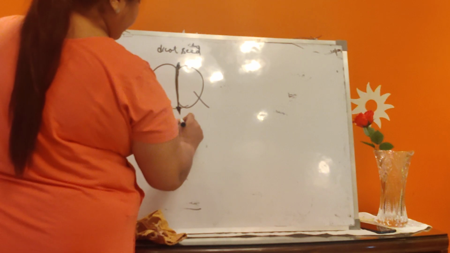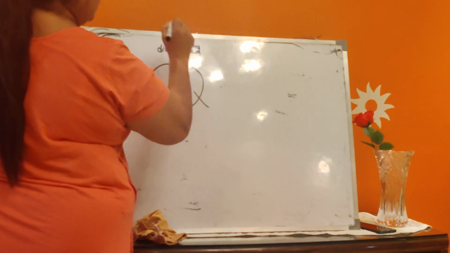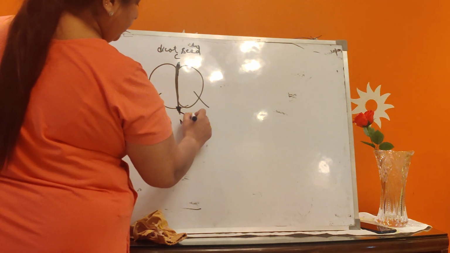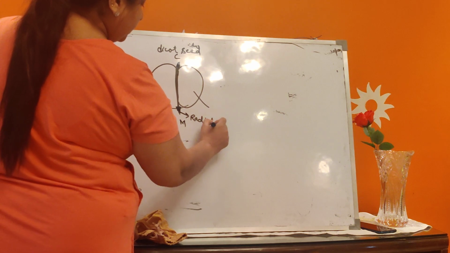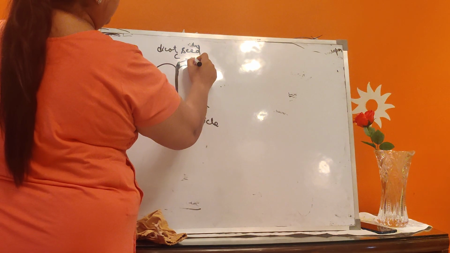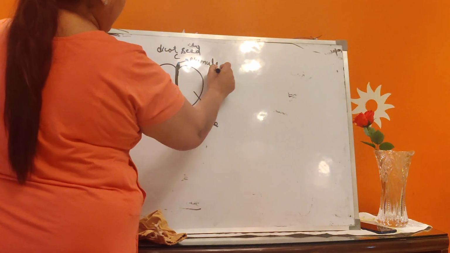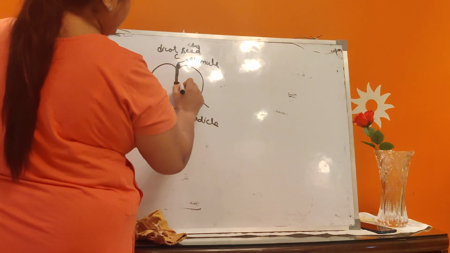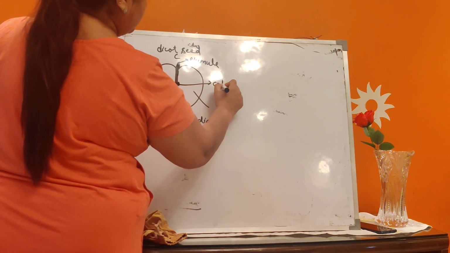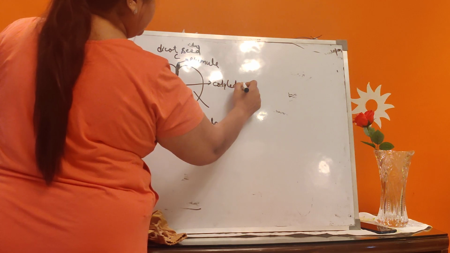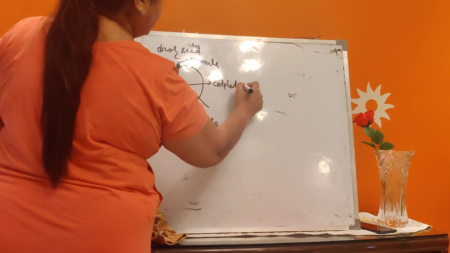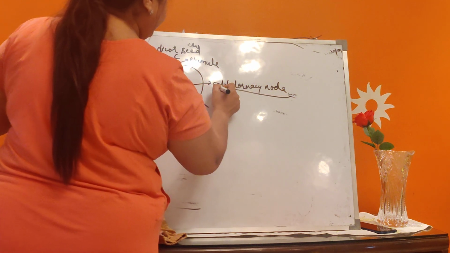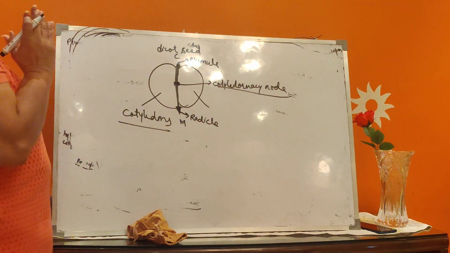Now suppose this is micropylar end and this is chalazal end. So near micropylar end, here it is what? Radicle. Here it is what? Plumule. And there is a part in between the cotyledons, that is called what? Cotyledonary node. It is that node which connects both the cotyledons.